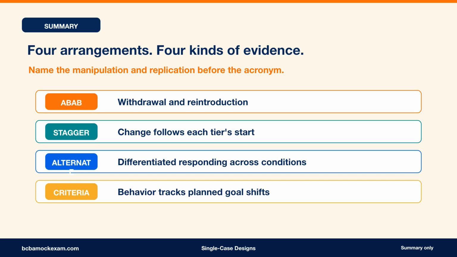Before we finish, compress the lesson into 4 decisions. First, ABAB, withdrawal and reintroduction. Second, stagger. Change follows each tier's start. Third, alternate, differentiated responding across conditions. Finally, criteria, behavior tracks plan goal shifts. These are not isolated memory lines. They're the sequence we can use when a new scenario changes the surface details.